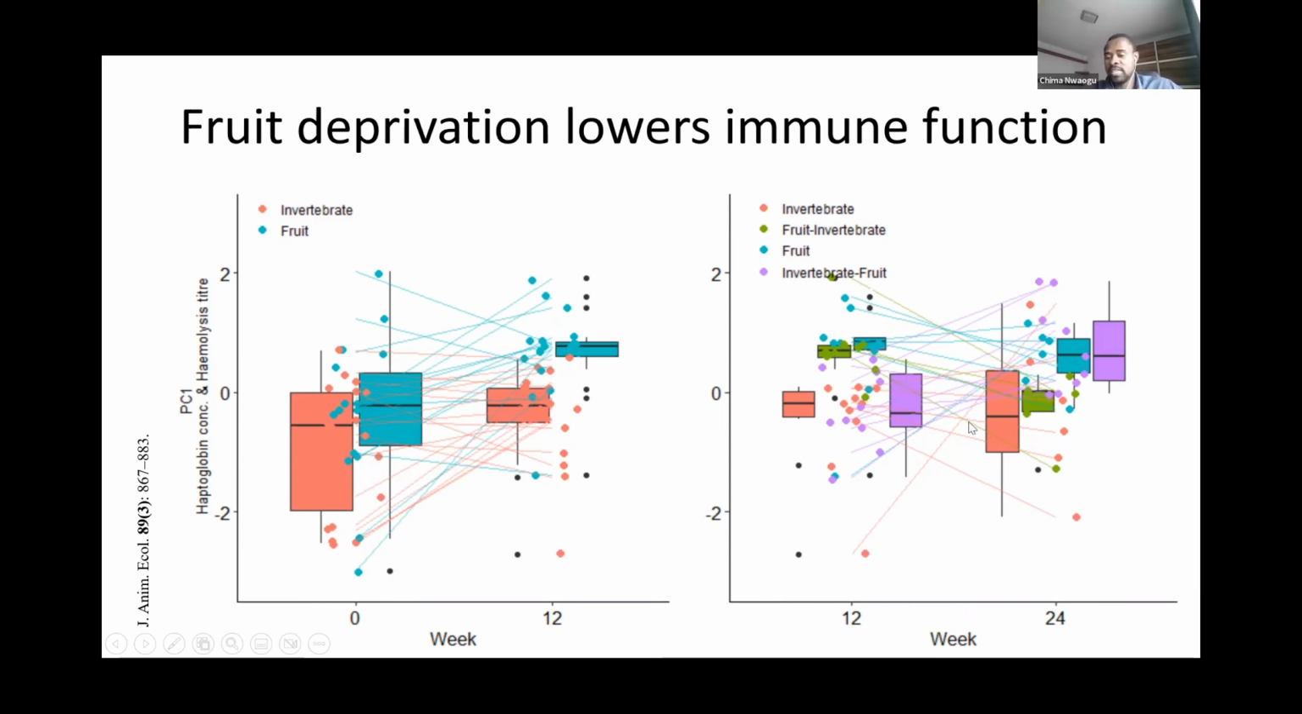And you can then see that the birds that were moved to an invertebrate diet from the general fruit diet actually reduced their immune function. And those that were moved from the insect diet to the fruit diet actually increased their immune function, to show that what is driving this change that we see is diet. A fruit diet is clearly better for the immune function compared to an invertebrate diet.